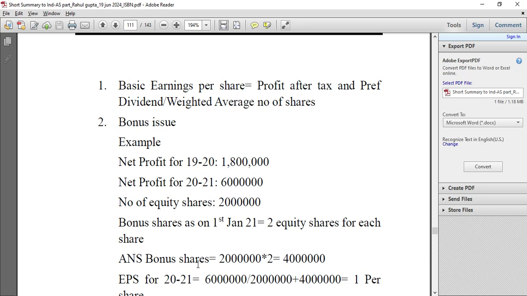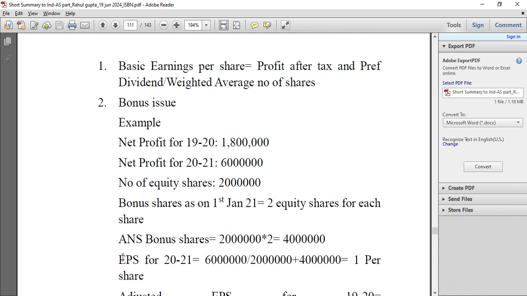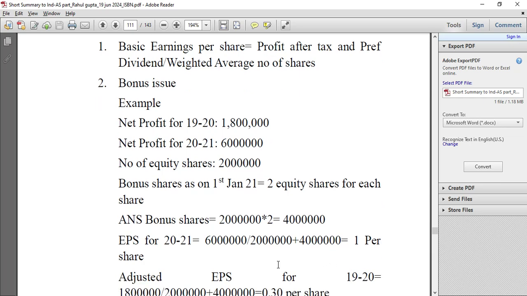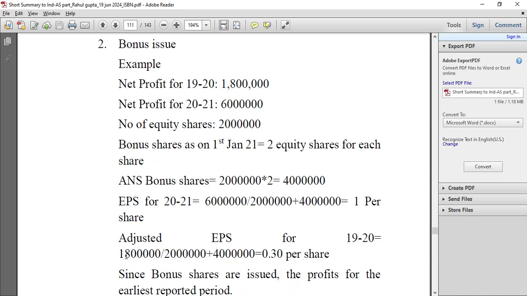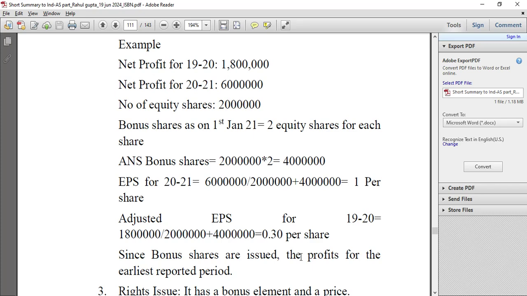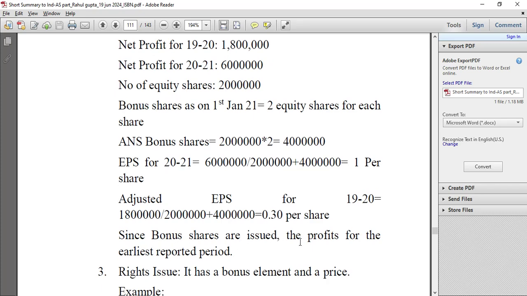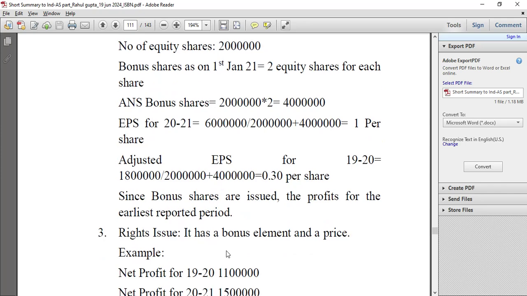Answer: bonus shares would be 20 lakhs into 2, that is 40 lakhs. EPS for 2021 is 60 lakhs divided by 20 lakhs plus 40 lakhs, that is 1 per share. Adjusted EPS for 1920 would be 18 lakhs divided by 20 lakhs plus 40 lakhs, that is 0.30 per share. Since bonus shares are issued, the profits for the earliest reported period are to be recomputed.